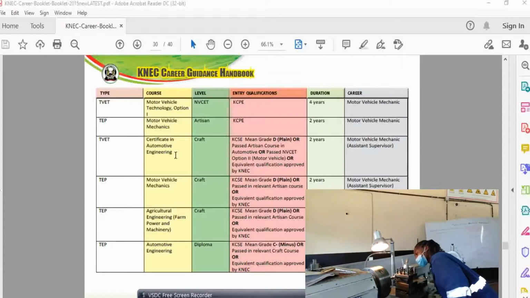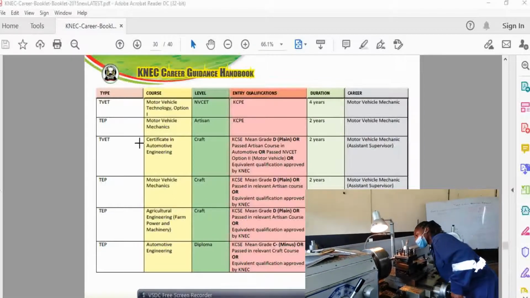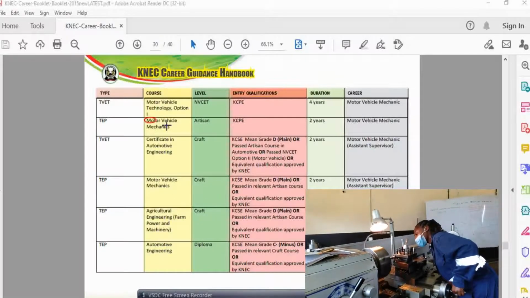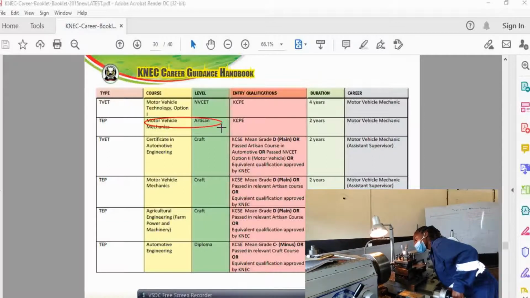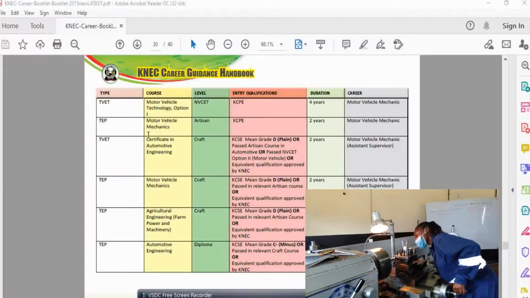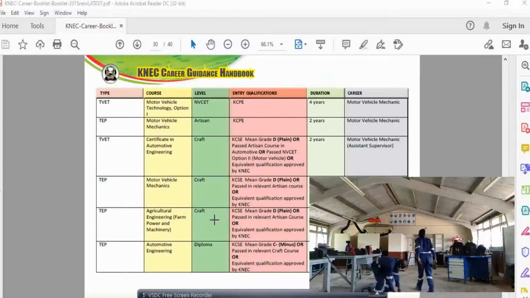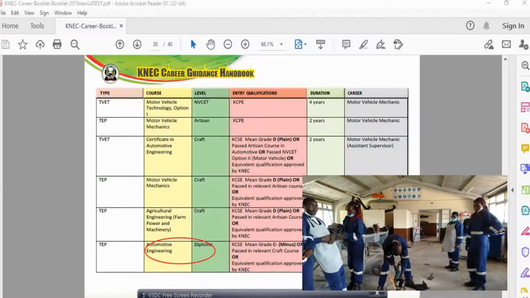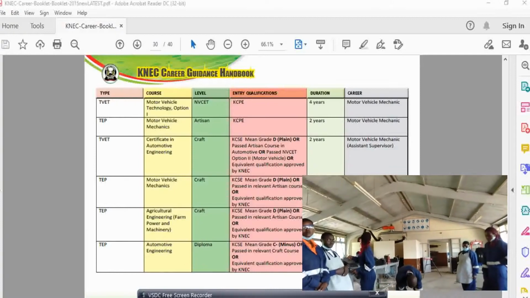There are some courses under mechanical engineering that we had not seen earlier. There is a motor vehicle mechanic, which is an arts and craft course. There is also certificate in automotive engineering, craft course. Then there are courses in the field of agriculture engineering. There is also a diploma in automotive engineering, which requires you to have a C-.